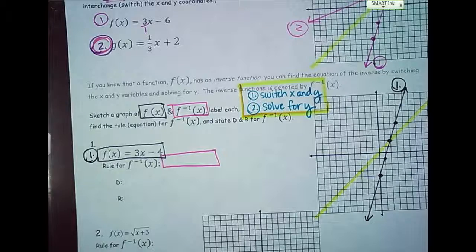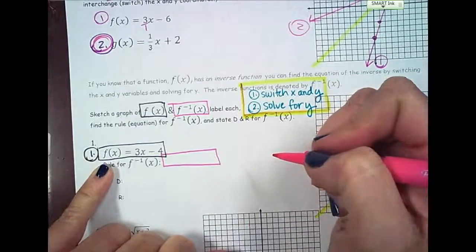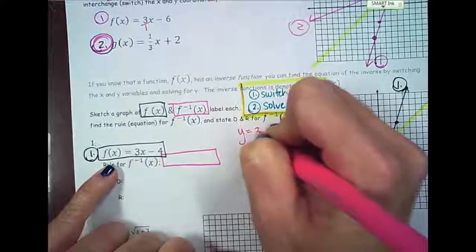Okay, Keith, you want to try it? I'm going to do it in pink so that it fits my pink box. You know what I'm doing. So I start up, I have f of x. What are we going to call f of x, you guys? Good. y. Thank you. So y equals 3x minus 4.